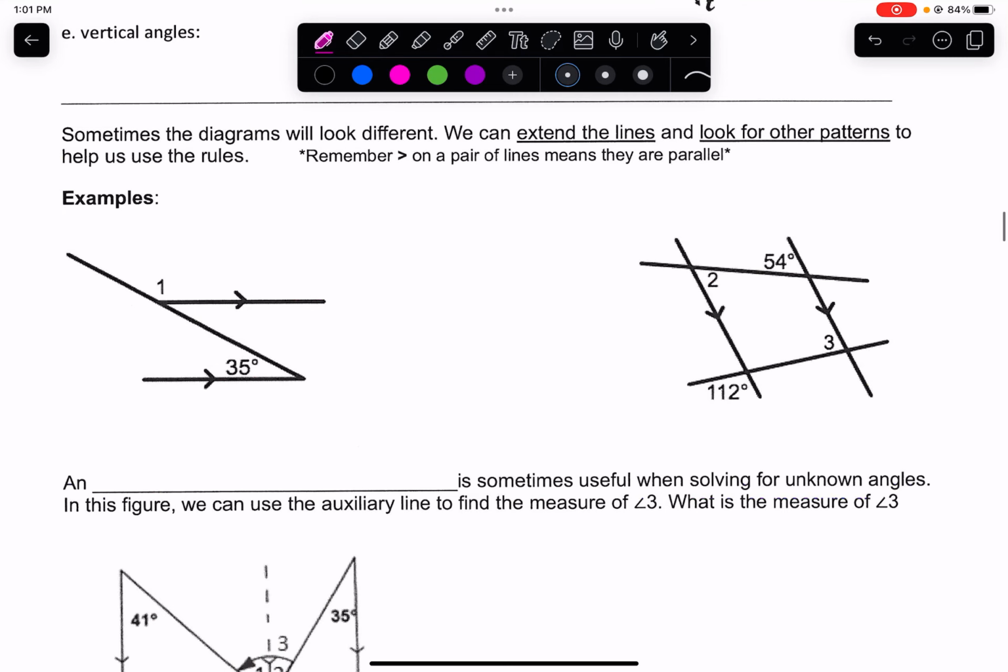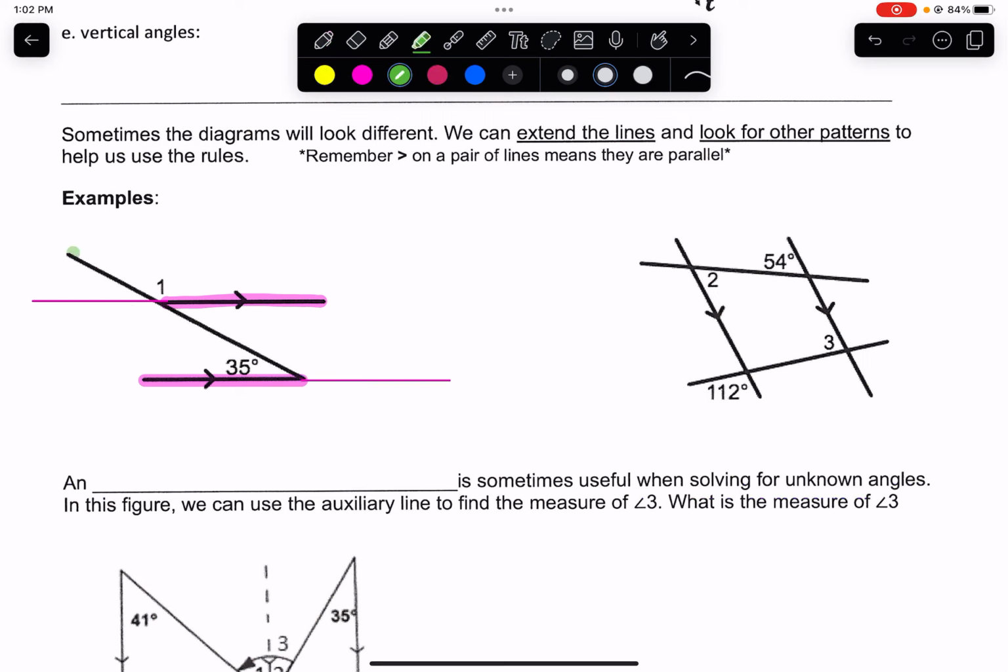So now we're going to look at some diagrams where we're going to use parallel lines, but it's not exactly the same look as we're used to. So sometimes the diagrams will look different. We can extend the lines and look for other patterns to help us use the rules. So right here, I know because of the arrows that these two lines are parallel. So to make it look a little bit more familiar, I can extend each of these lines out.